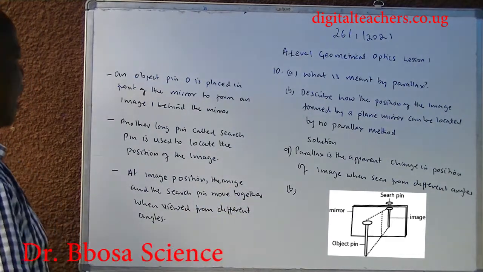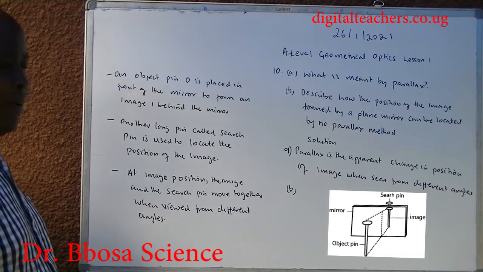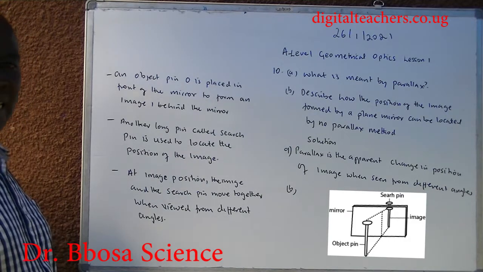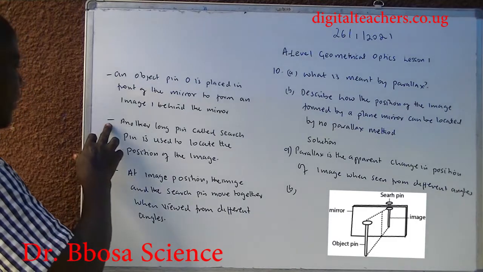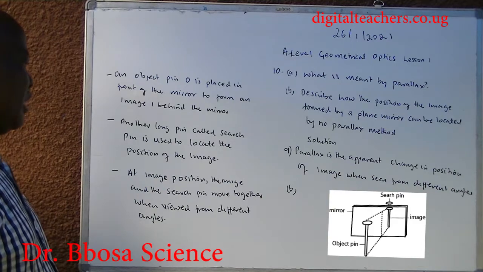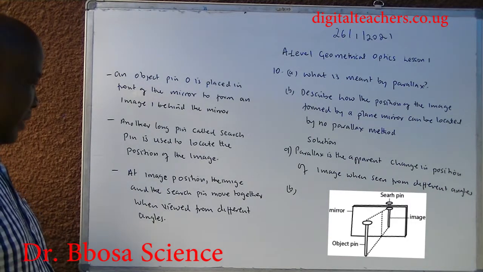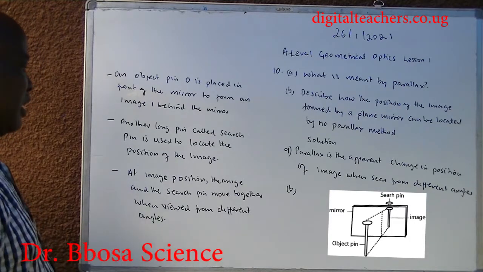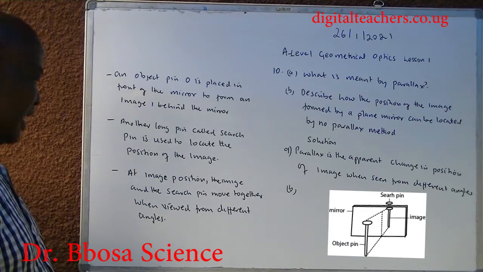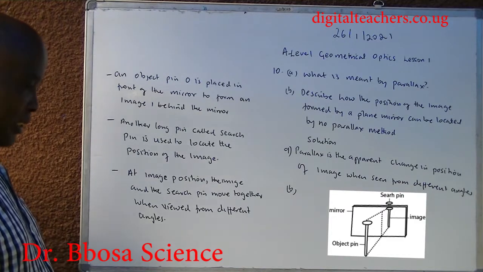B. An object pin O is placed in front of the mirror to form image I behind the mirror. Another long pin called search pin is used to locate the position of the image. At image position, the image and the search pin move together when viewed from different angles.